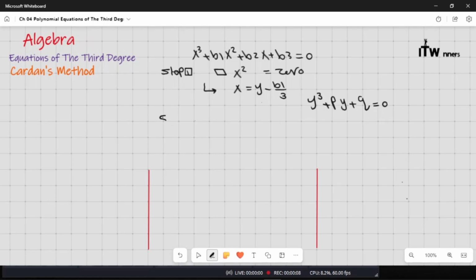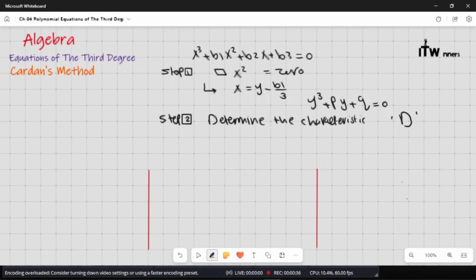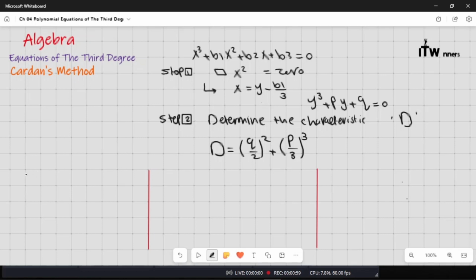Step 2: determine the characteristic d. Here d is equal to (q by 2) squared plus (p by 3) cubed. And d has three cases.